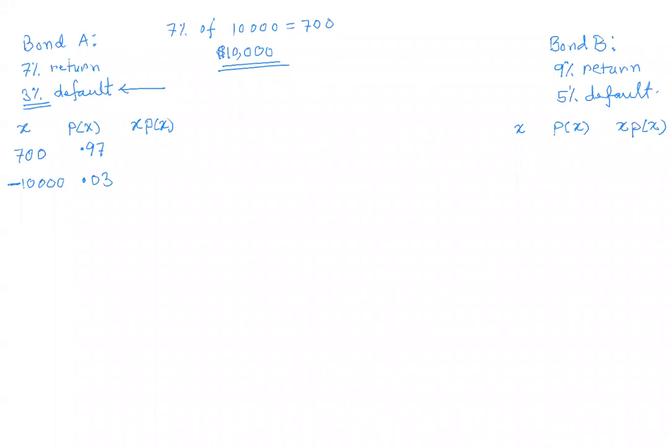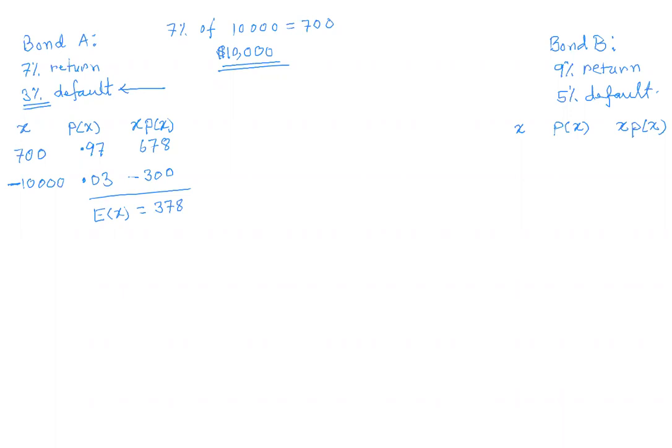And if you do the math, I think this comes out to be 678. And this is negative 300. Now, the expected return for bond A, expected value E of X for bond A, is going to be 678 minus 300, which is 378.